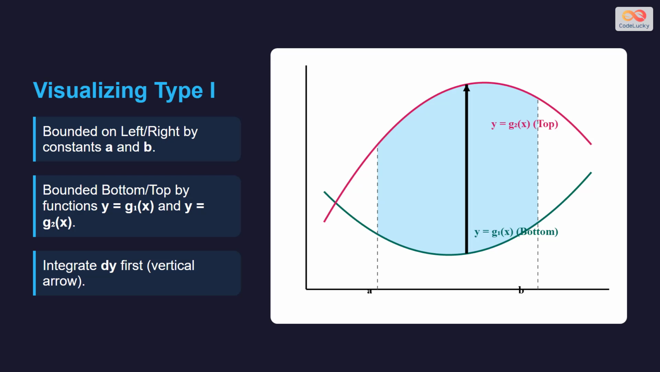Let's look at the geometry of a type 1 region. Notice the vertical arrow. It starts at the bottom green curve, g1 of x, and goes up to the top pink curve, g2 of x. This arrow represents our order of integration. We are integrating with respect to y first. The region is sandwiched between left and right constants a and b.